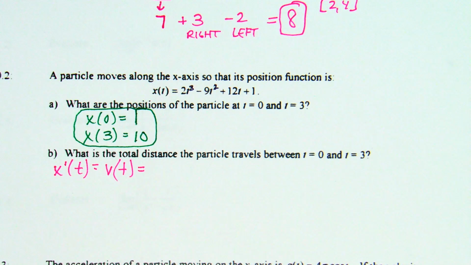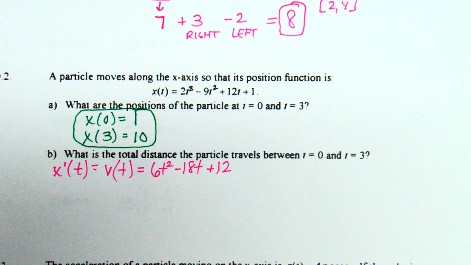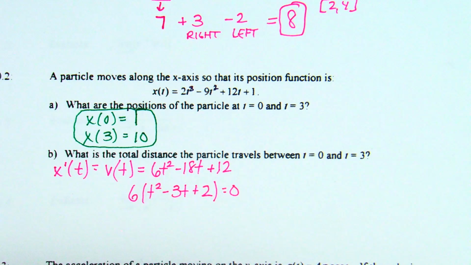So if you would, take the derivative of that function up there: 6t squared minus 18t plus 12. Officially, we need to set it equal to 0. What do you guys see about all three of these terms? So factor, divide the 6 out. If I factor the 6 out, I've got 6 times t squared minus 3t plus 2 equals 0.